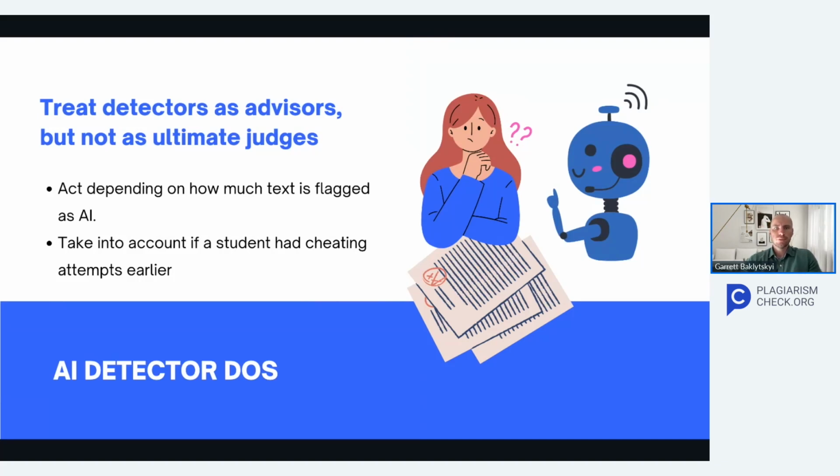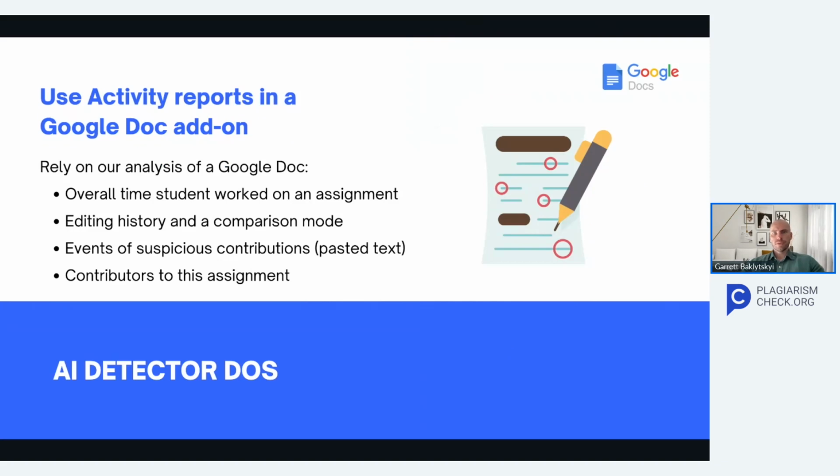Make decisions based on how much text is highlighted as potentially AI generated and take into consideration if a student attempted to cheat earlier. Another tool that can help you to understand if a student really worked on an assignment is our add-on for Google Docs and a tool activity reports in it. This tool analyzes how an assignment was created, how much time a student spent on writing this assignment. It tracks every revision and every case when some significant part of text was inserted out of nowhere. And it allows you to conveniently compare every revision with the final version of a document.